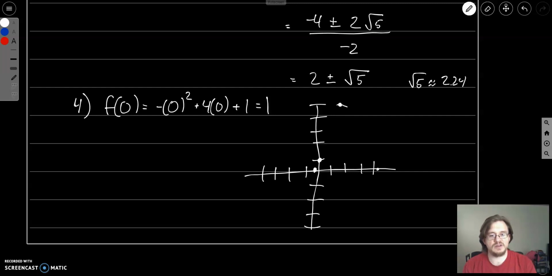So our parabola is going to do something like this. It's not a perfect drawing, but we've got the vertex, the y-intercept, and x-intercepts, so we can just connect the dots.